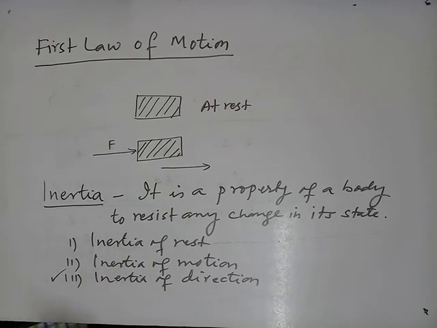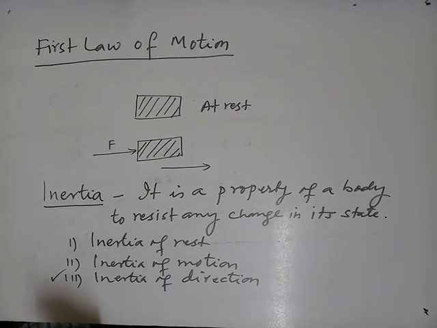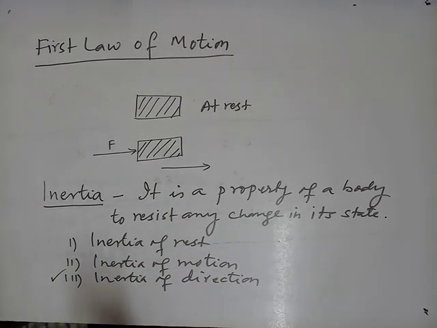So the first law of motion is also known as the law of inertia, and these three types are there in the book.